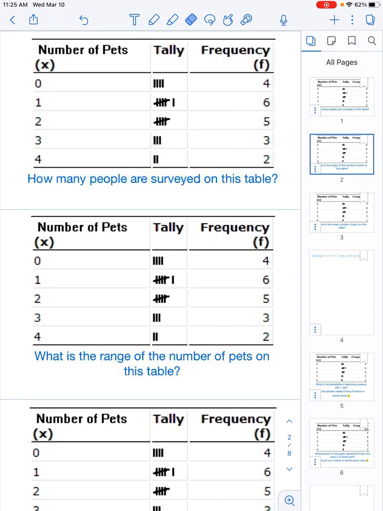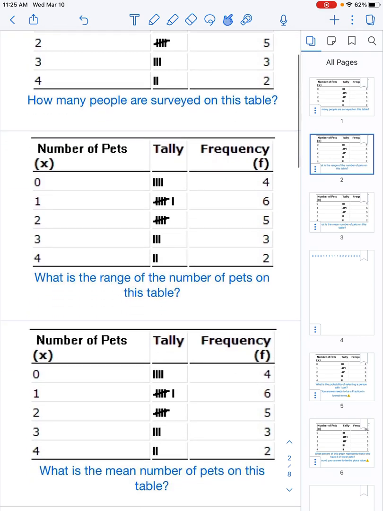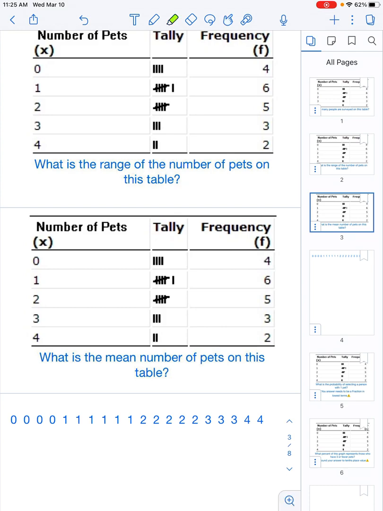So let's look at some questions that could be asked from a frequency table. My first one's an easy one. It's talking about the range. The range of what? Number of pets. Well, you know range is the biggest number minus the smallest number. So 4 minus 0 is just plain old 4. Questions like these, if you know the vocabulary, are very simple to answer. But the key is knowing the vocabulary. And that's basically a lot of middle school math. It's just knowing the vocabulary of what you have.